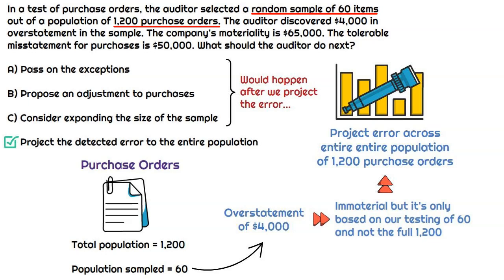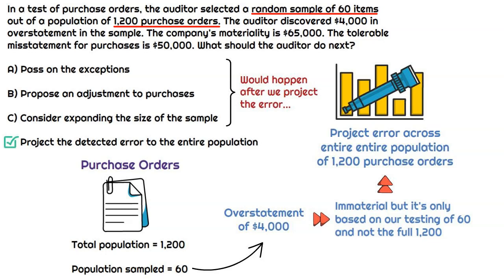Now, often what we do is consider expanding the sample size, and if we added another 30 items to test and realize, okay, based on this testing, there actually is no material misstatement, then we're fine, right? So all of those options would be after we've projected that initial $4,000 overstatement. So that's why it's very important to read exactly what the question's asking for, which was, what should the auditor do next after they identify that $4,000 overstatement based on their initial testing of 60 items, right?